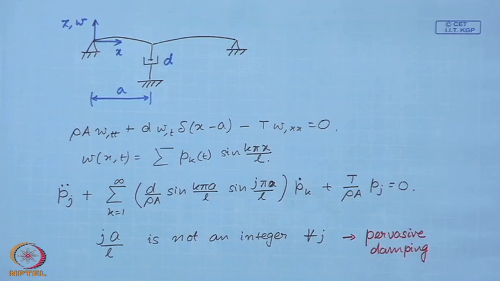When the damping is pervasive, all modes will be damped, whereas if you put this damper at the middle of the string, you will find that the second mode is never damped. The second mode, the fourth mode, these modes will not be damped. So, the damping is then non-pervasive.